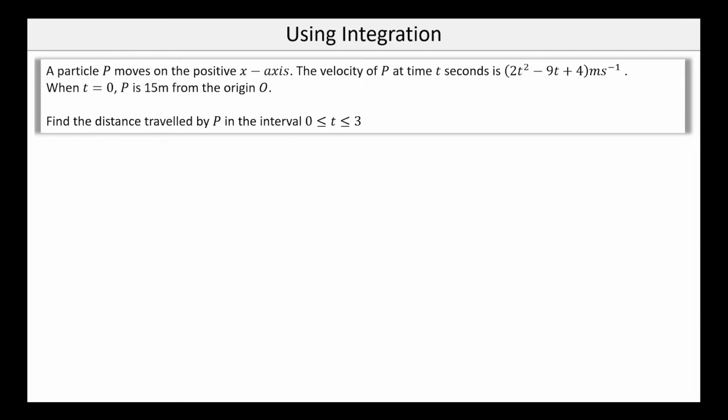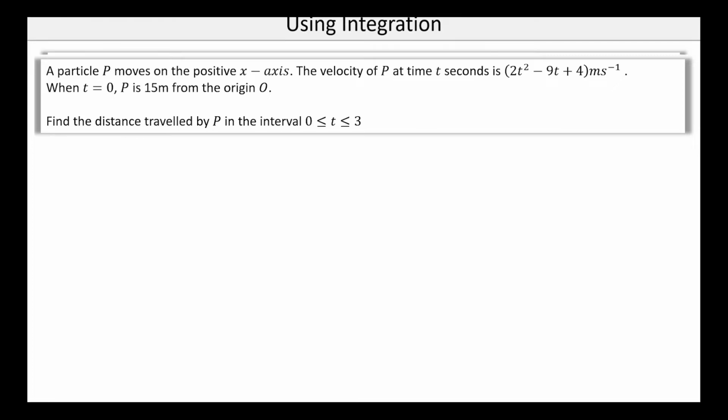To do so, you are going to need a small bit of information, usually information about what the particle was doing when t equals 0. Either its displacement, its velocity, or its acceleration. That's going to help us to find the unknowns.